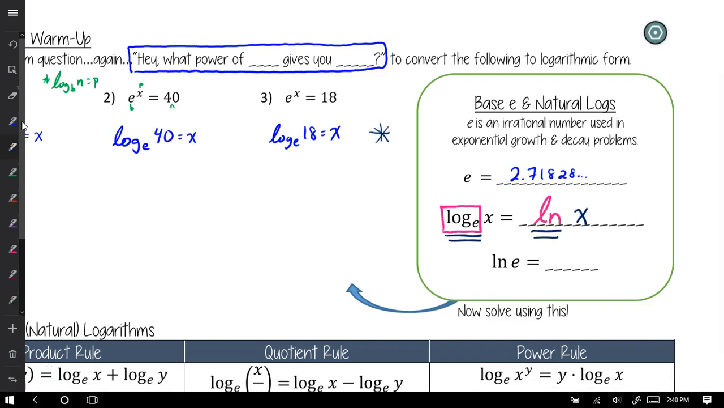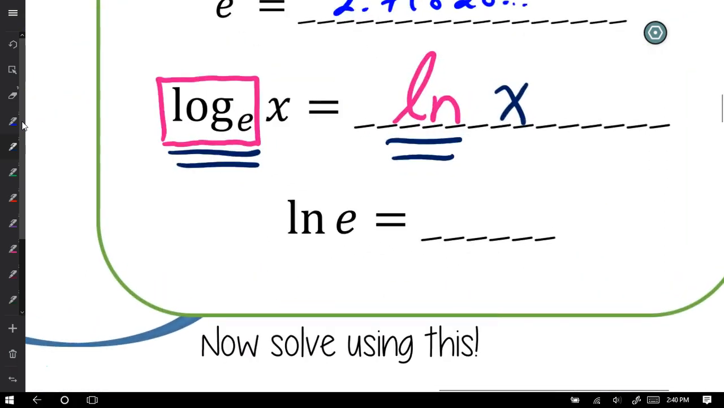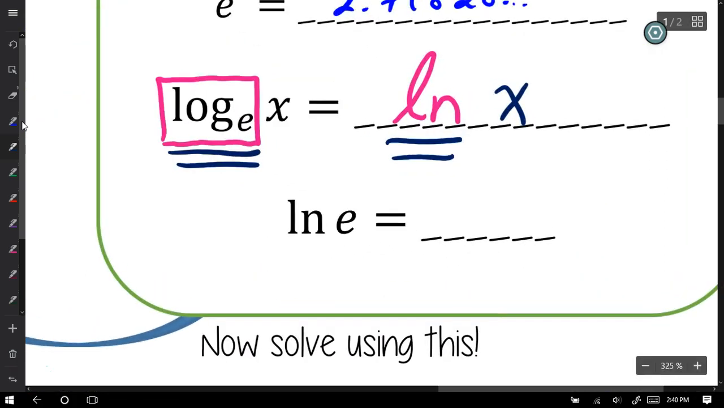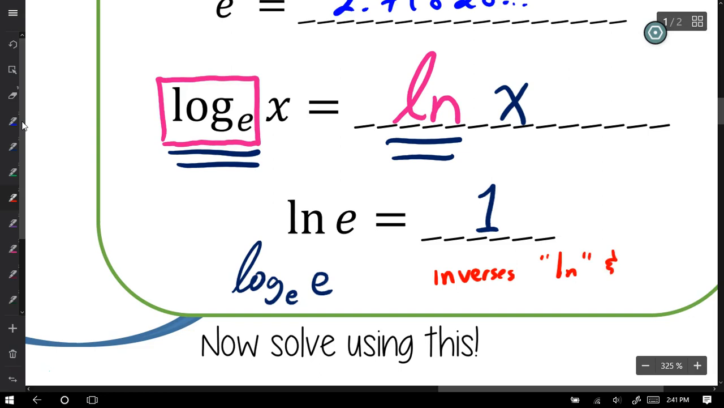And that's all. The one thing you have to realize, and this is the last part we'll go through before we go and solve the other problems, is that ln of E is unique. I'll write it like this. Hey, what power of E gives me E? Well, it's 1. And the reason this is important is because they are inverses of each other. ln and E will cancel each other out.